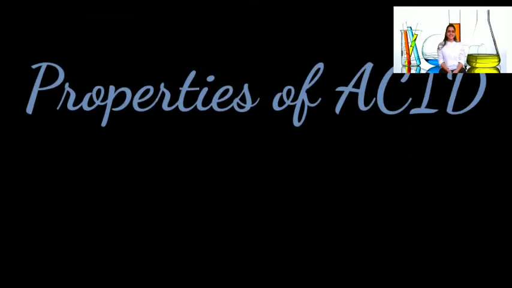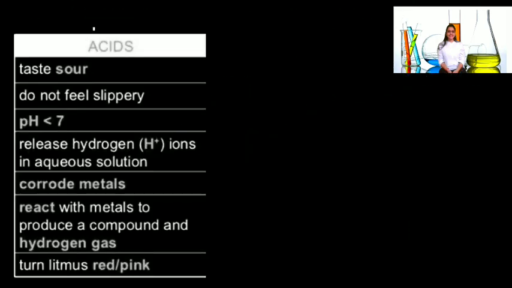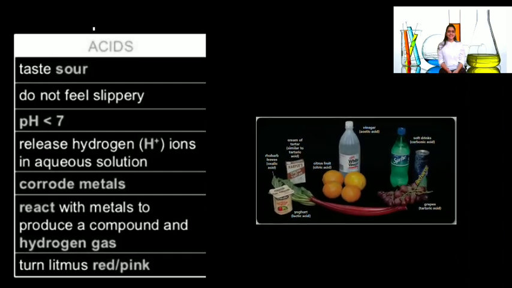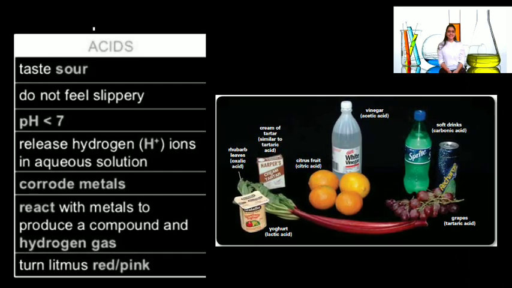So let us understand the properties of acid. Acids are sour in taste. Acid turns blue litmus paper to red and it releases H plus ions in an aqueous solution. Acid has a pH value lower than 7. H plus ions in the solution are responsible for the acidic character.